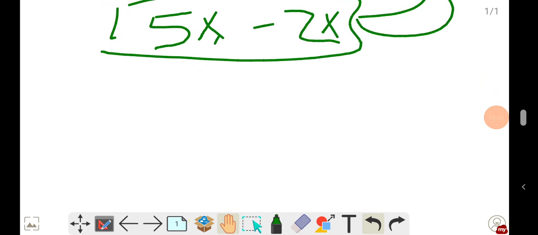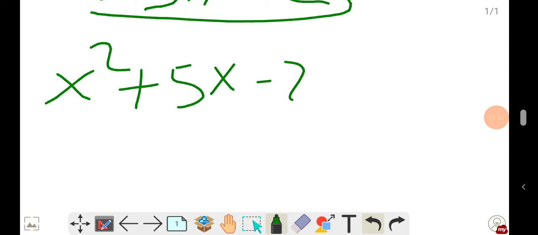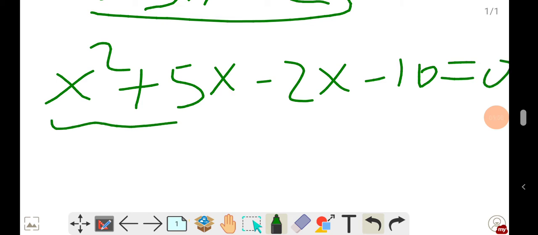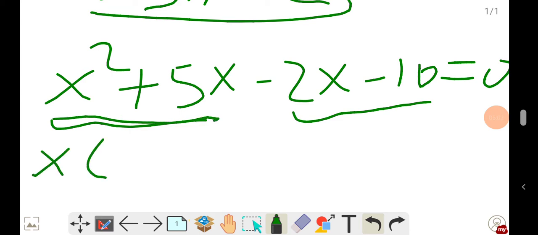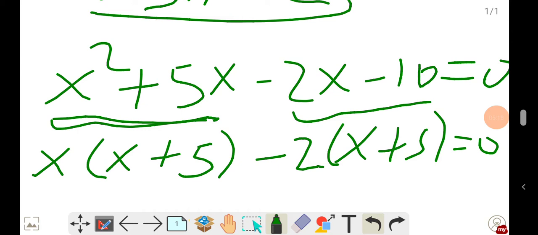Okay, let us do it. It will be x squared plus 5x minus 2x minus 10 is equal to 0. Then group the first two together and the last two together, and then take out the common factor from each. Here, what is common? x is common for the first two. What is left? x plus 5 is left in the bracket. Minus, here negative is common for both, and 2 also, so x plus 5 is left, is equal to 0.